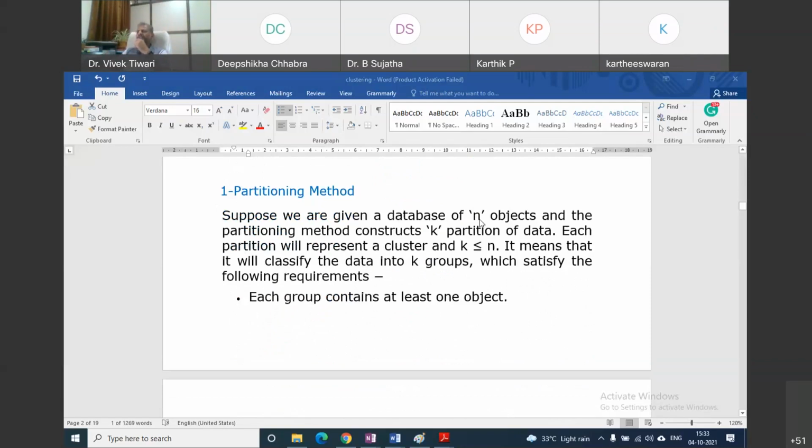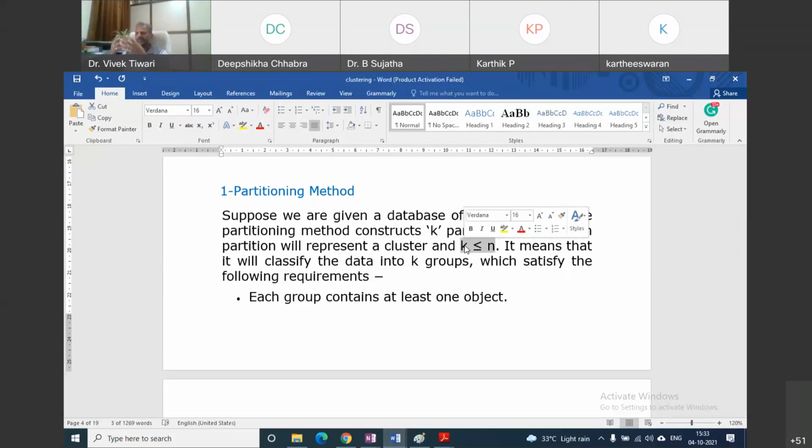Suppose n number of objects, n number of data points, are given, and your objective is to partition those n data points into k clusters. So you need to make k partitions such that each partition represents a cluster. I think everybody agrees that if n total data points are given to you, you may create k clusters, where k will always be less than or equal to n. Everybody agrees with this condition.